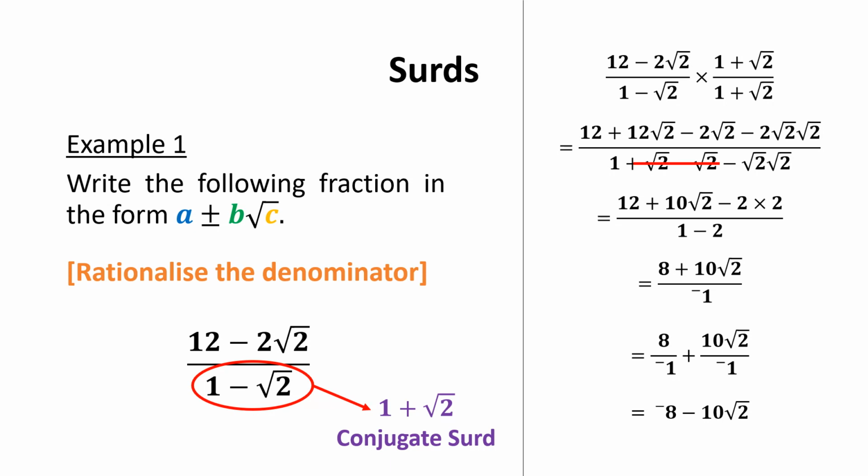All right, well, it was a long process and lots of careful manipulation and simplifying, but hopefully you can see now we've changed it back into the form of a plus or minus b times the square root of c, and that's what we wanted to do, and we've done it by a process called rationalizing the denominator. We multiplied the surd by the conjugate surd over the conjugate surd.